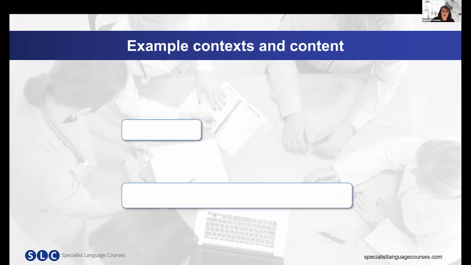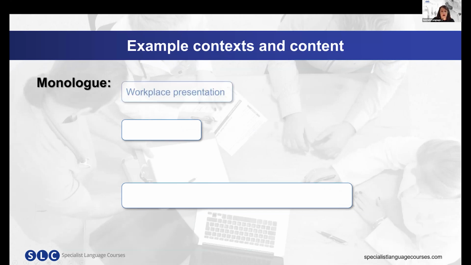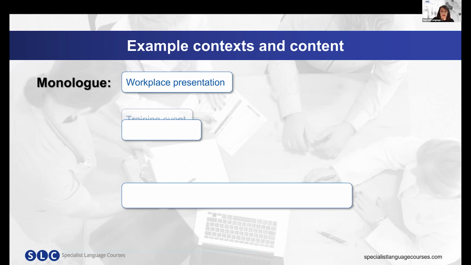So for example, you may hear a monologue. So if it's a presentation, it could be one person speaking. It could be a workplace presentation. And again, this could be presenting research, but it will be related to workplace. It could be a training event. So somebody giving training for a group of professionals, or perhaps a visiting speaker. So maybe similar to a lecture.